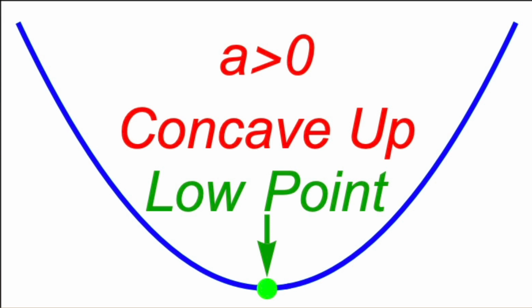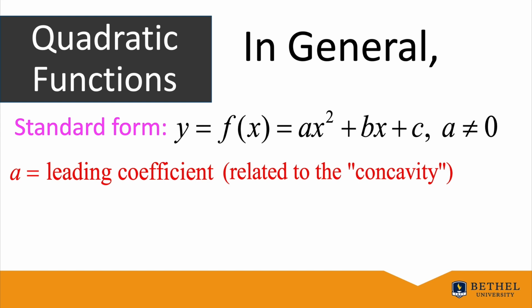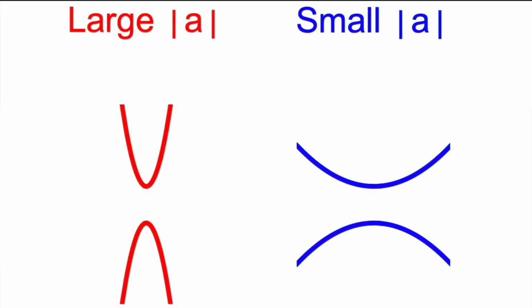That also means that when a is positive, the vertex of the parabola is the lowest point on the graph, and when a is negative, the vertex of the parabola is the highest point on the graph. The value of a also affects how thin or wide the graph of f is. The farther a is from 0, the thinner the graph is. The closer a is to 0, the wider the graph is.